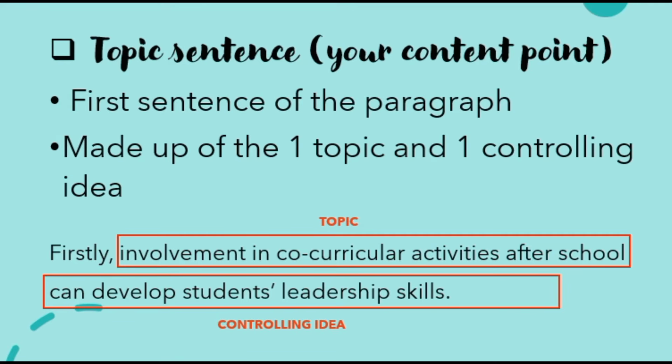Firstly, involvement in co-curricular activities after school can develop students' leadership skills. So this is the topic sentence that appears in the first line of the paragraph. If you can see here, there is a transition signal of the word firstly in the start of the sentence. The word firstly or first and foremost are used to show that this is your first paragraph of your first content point. Use transition signals like firstly, secondly, thirdly, next as signal words to start your different paragraphs.